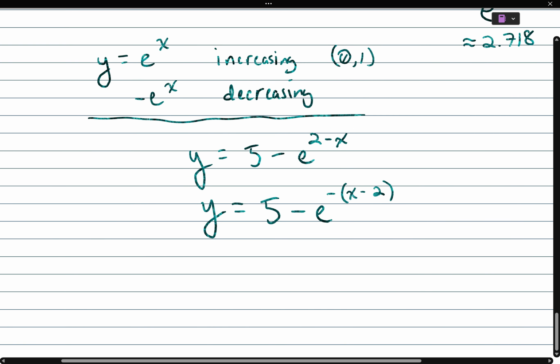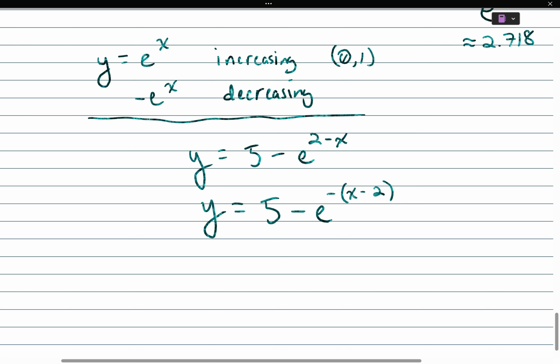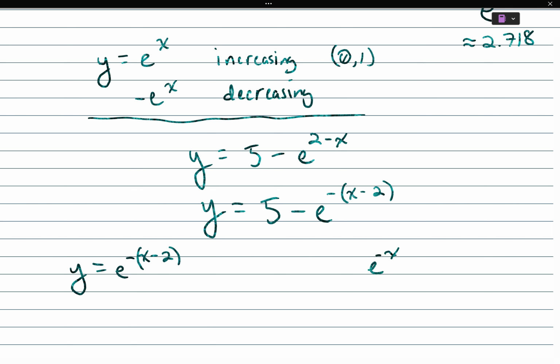All right, so the graph of y is equal to e to the, here, this one right here, e to the negative quantity of x minus 2 power. So basically it's e to the negative x.